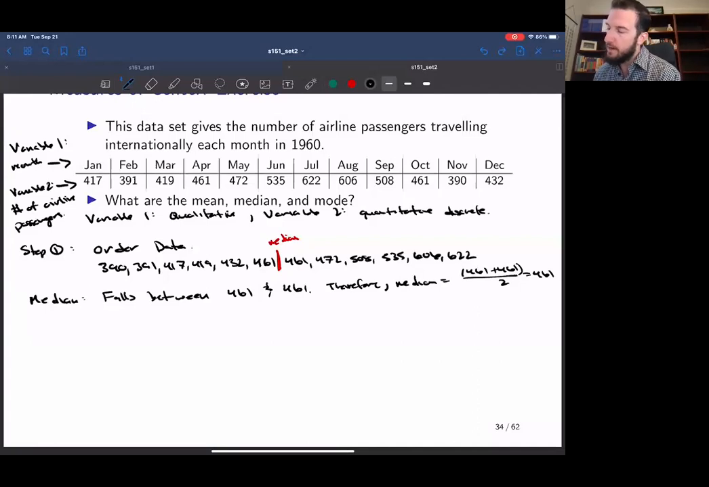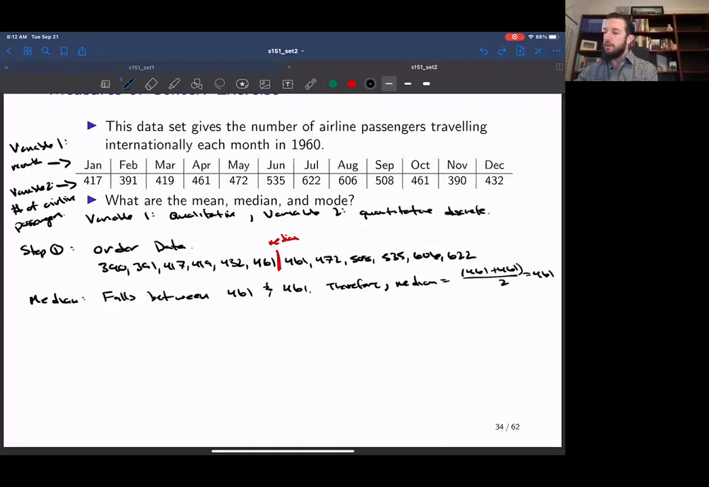Okay, so from the ordered data, you can see that we have 12 observations, but when ordered, you can see the median falls in between 461 and 461. So that means that the median of the number of airline passengers is going to be the average of those two values. So as a reminder, if we have an even number of observations, the median is the average of the two middle values. If we have an odd number of observations, the median will just be the point that falls in the middle. Okay, so in this case, we can say that the median for this data set is 461.